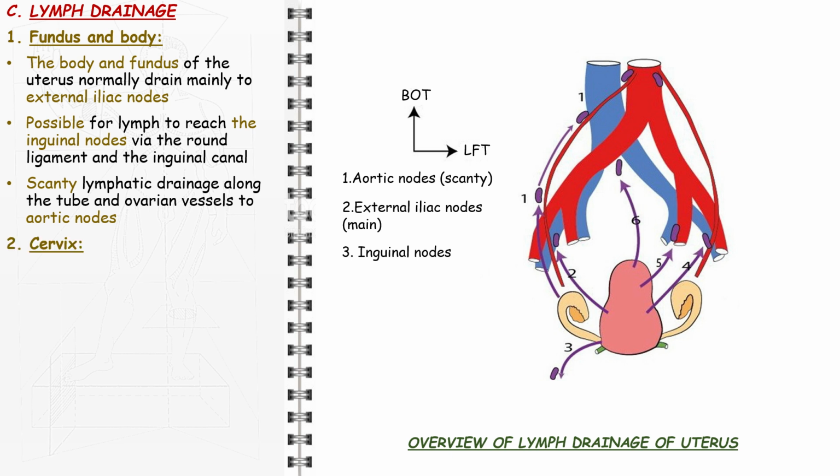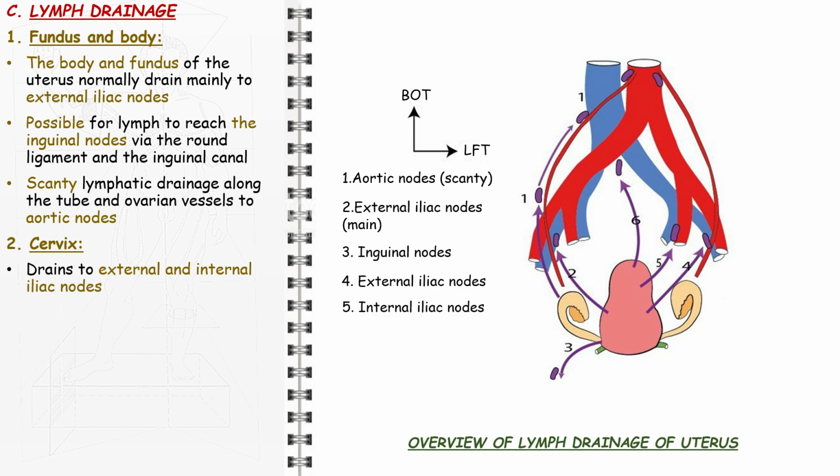The cervix drains to external and internal iliac nodes by lymphatic channels that run respectively in front of or behind the ureter, and also to sacral nodes via the uterosacral ligaments. Note that while lymph from the body of the uterus may reach inguinal nodes, that from the cervix does not. The lymph drainage of the uterus is ensured through broad and lateral ligaments.